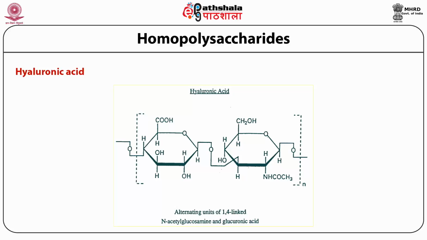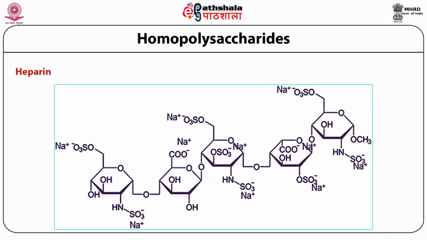In tissue, it acts as a cementing substance and contributes to a tissue barrier which permits metabolites to pass through but resists penetration by bacteria and other infective agents. Heparin. Heparin is a blood anticoagulant.